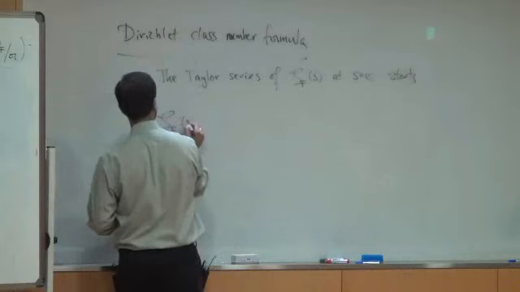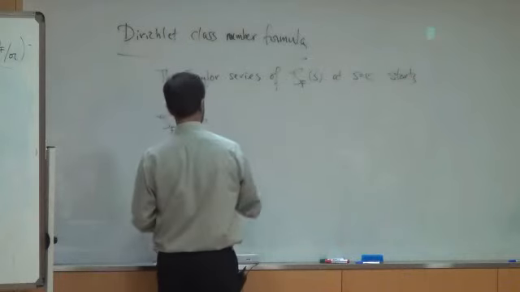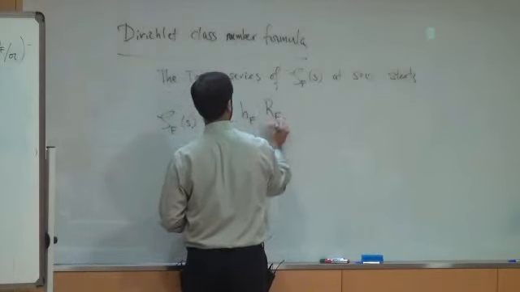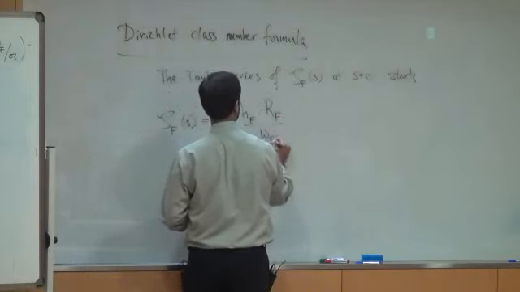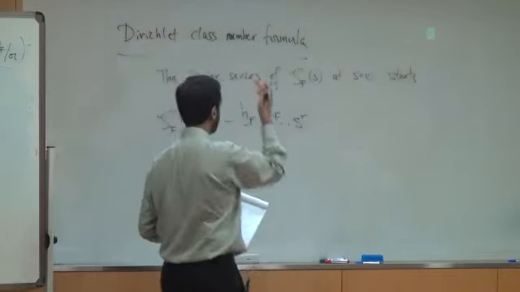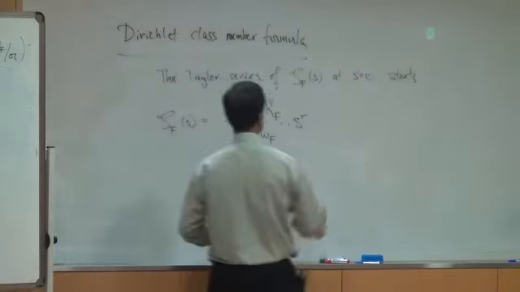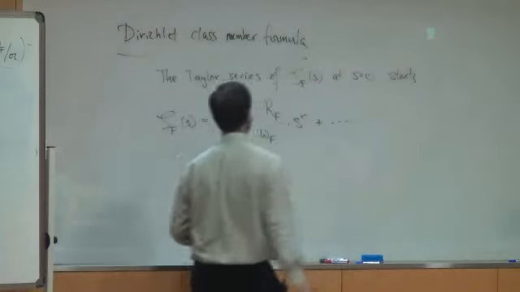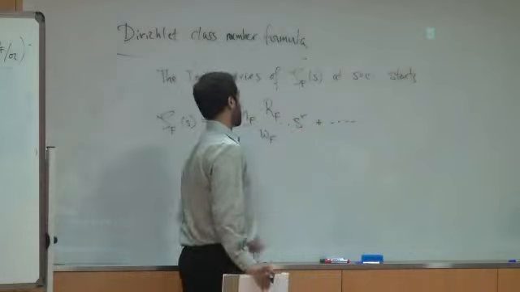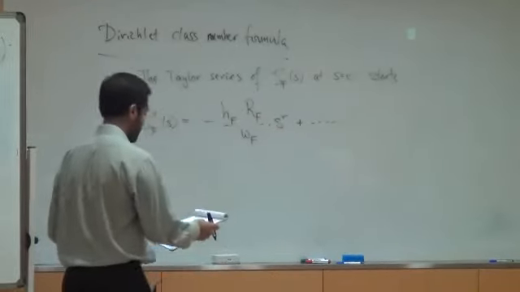So zeta_F(s) is a certain ratio, which I'll write h_F r_F over w_F times s to the r. Maybe I should write r_F, but I won't. I'll just write r. Okay, plus higher order terms. So now you see that it turns out there might be a zero of order r, and I have to tell you what r is.